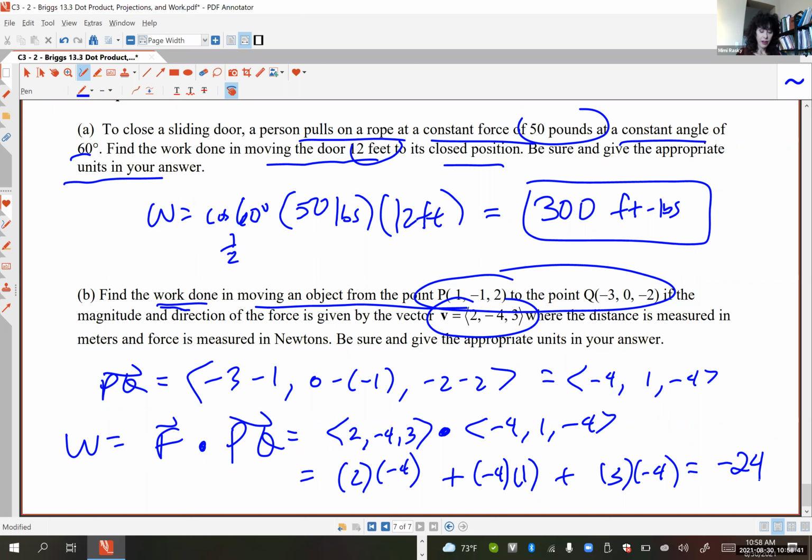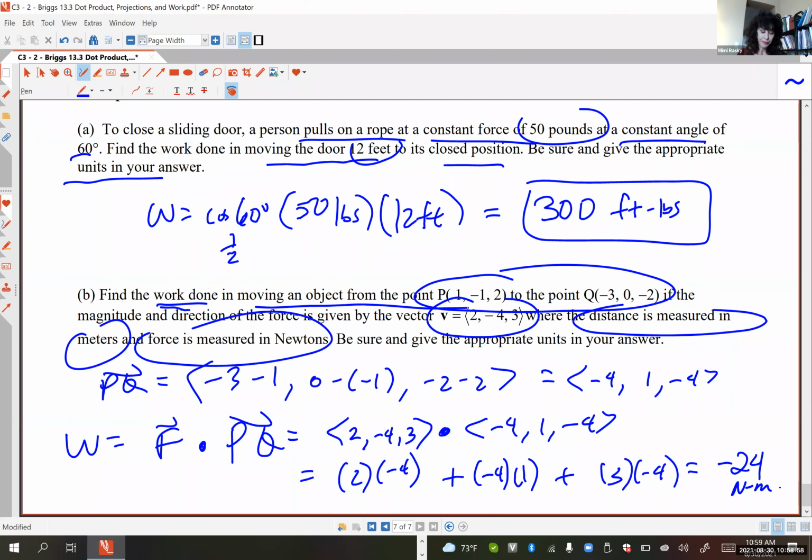What are the units here? Are the units foot-pounds for this problem? They said the distance is measured in meters here, so it's definitely not feet. And the force is measured in newtons, not pounds. So there are 2 answers you can give me for units here. I'll be okay with both.